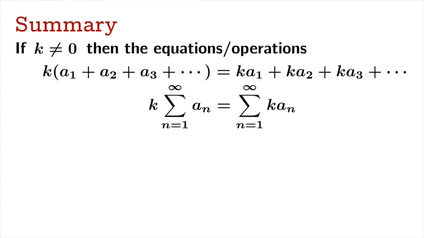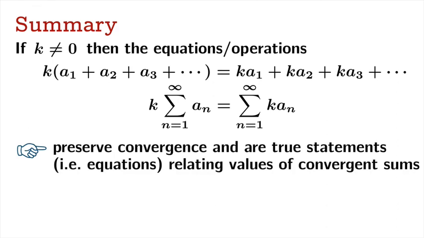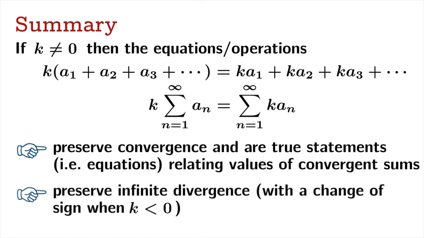So in summary, if k is not equal to 0, then the equations and operations which you see here preserve convergence and are true statements, i.e. equations relating values of convergent sums, and they preserve infinite divergence with an obvious change of sign when k is less than 0. So you should feel free to go out and scale non-zero factors and distribute them fearlessly as you study infinite series.